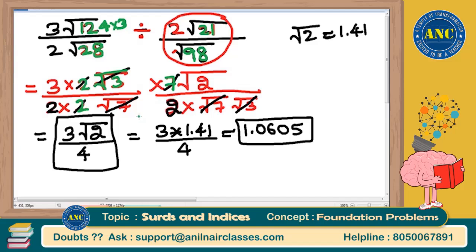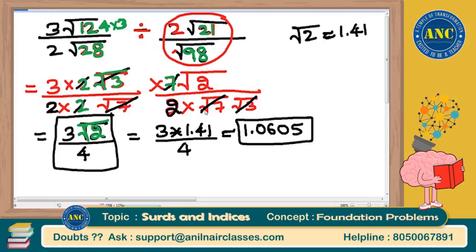Simplify, cancel everything you can. And the root 2 value, we should know it as 1.41, which will keep repeating in so many problems in future. So I wrote root 2 as 1.41, multiplied, and then divided by 4 approximately to get the answer as 1.0605. Jishnu, I believe that it is clear, sir. I hope the idea is clear.